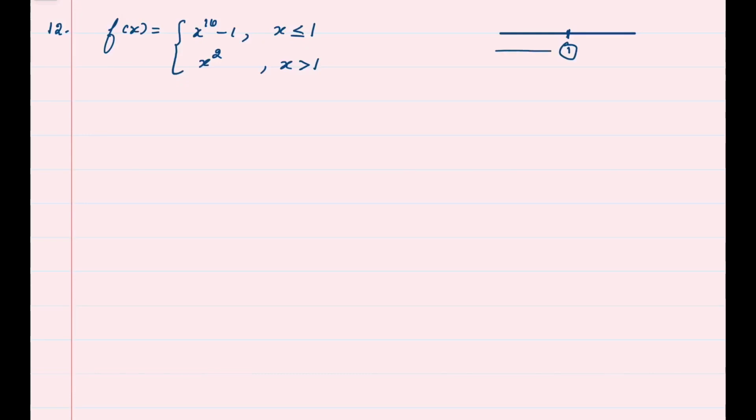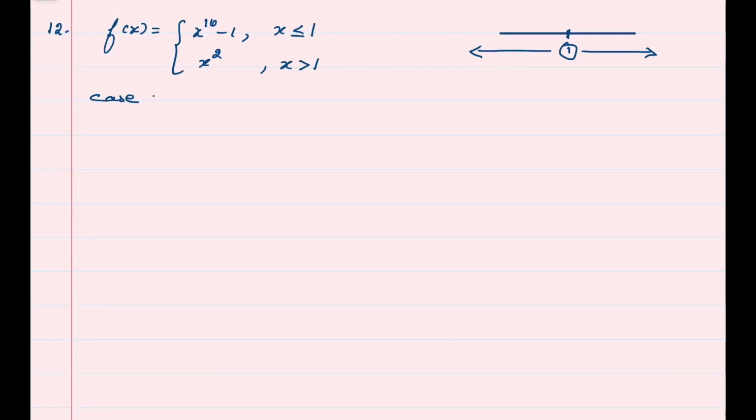Question 12. Find all points of discontinuity of f, where f of x is x raised to 10 minus 1 if x is less than or equal to 1, and x square if x is greater than 1. We will first check the continuity at x equal to 1, and then for all real values less than 1 and for all real values greater than 1.